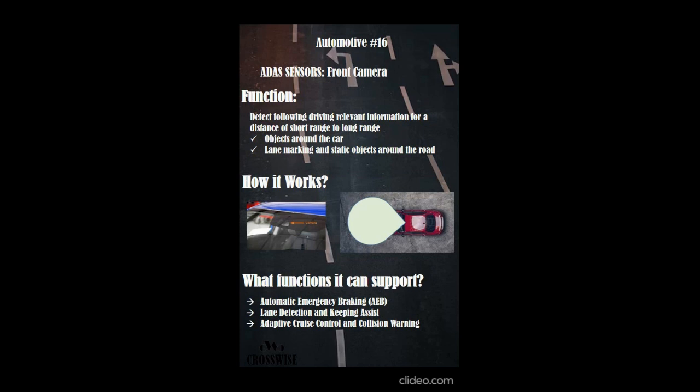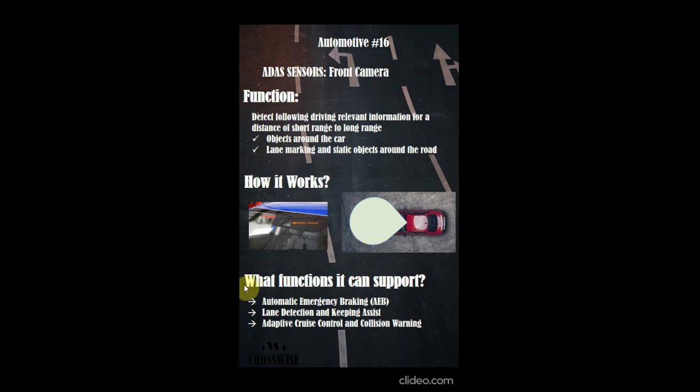How does it work? It is installed inside the windshield. As you can see, the camera is usually positioned behind the windshield, and this is the range that the camera can detect while in operation. It can support functions like automatic emergency braking, so if a pedestrian or cyclist is detected, the car stops by itself. It can also find lanes and help the car keep in the lane, and also support adaptive cruise control and collision warning functions.